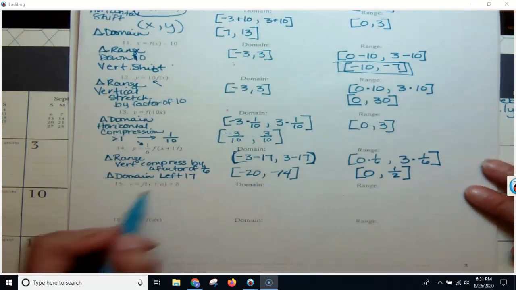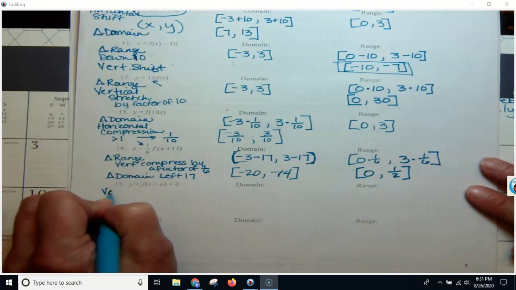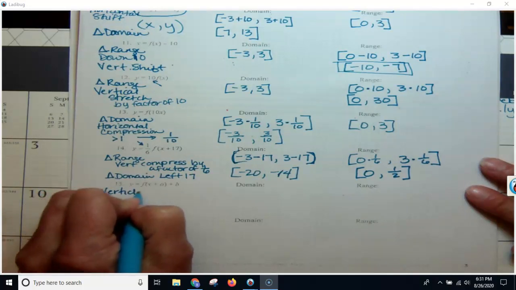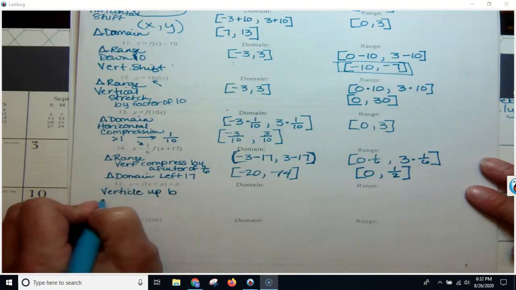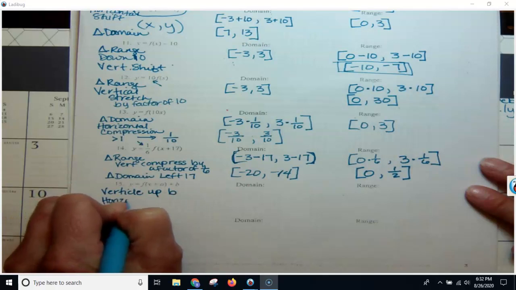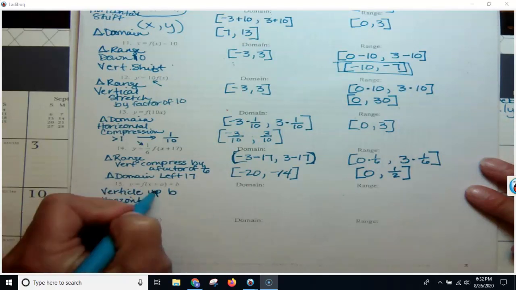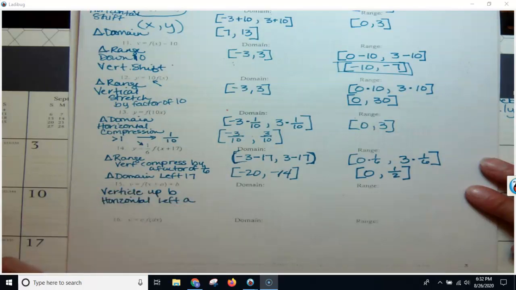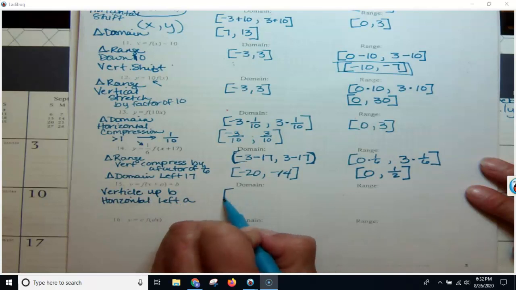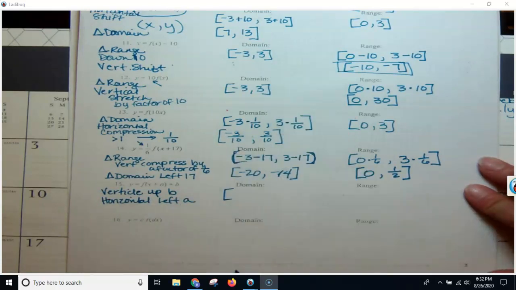Moving on, now look at this. So we've got two situations. We've got a vertical shift up by B, and we've got a horizontal shift to the left by A, okay? So our domain was originally negative 3, 3, and our range was originally 0, 3.